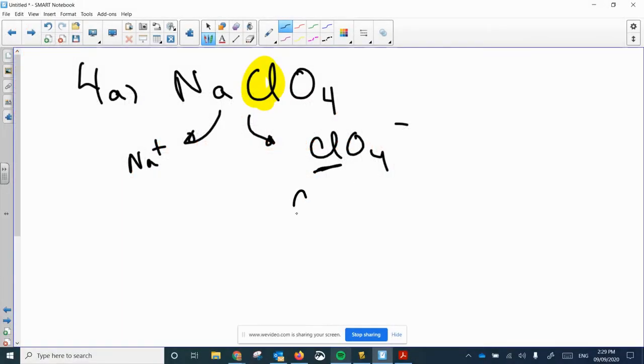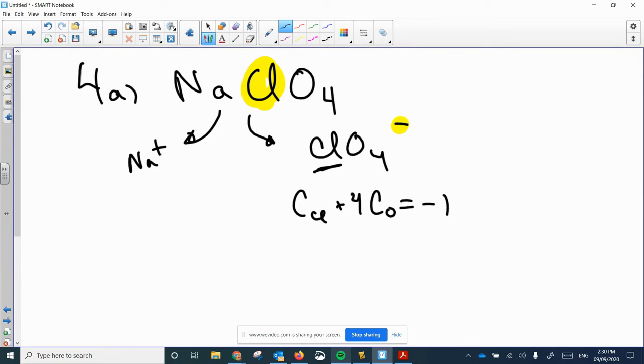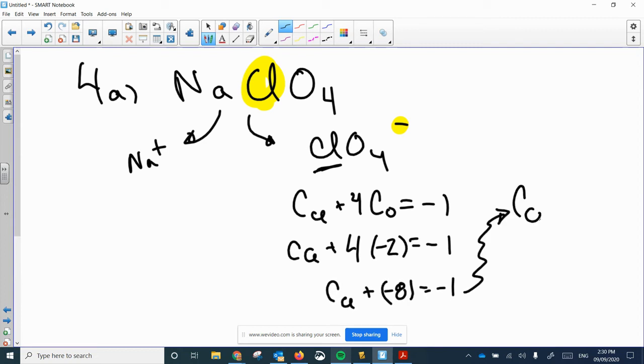So that means that the charge of chlorine plus 4 times the charge of oxygen, because there are 4 oxygens, has to add up to -1. That is to say, the charge of the polyatomic ion. The charge of chlorine is our unknown that we're solving for, but the charge of oxygen is known, -1, because the most electronegative element takes its preferred charge. The charge on chlorine is equal to +7.